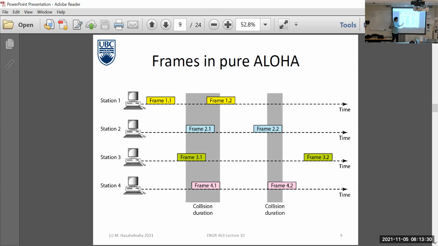As you can see here, the start of this frame is here. So collision, as it will collide with these bits. As we can see also, frame 2.2 and frame 4.2 will have collisions with each other. What about frame 3.2? It's okay. So that's why we have lots of collisions. The probability of collision in pure ALOHA is very large.